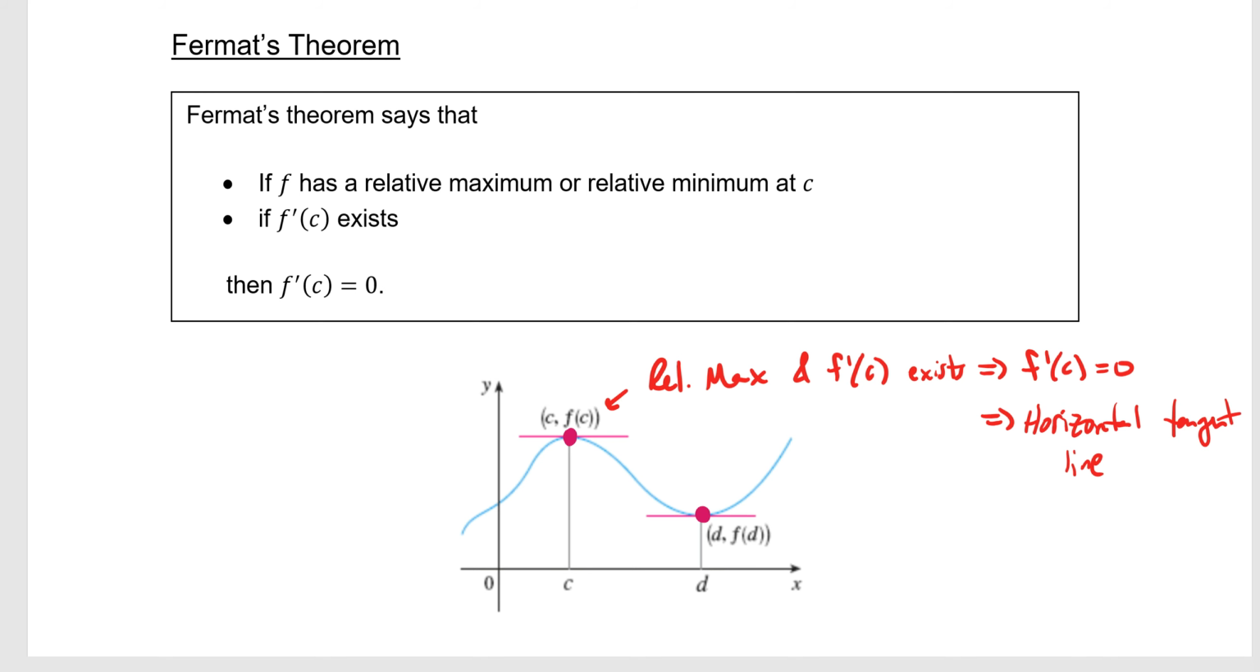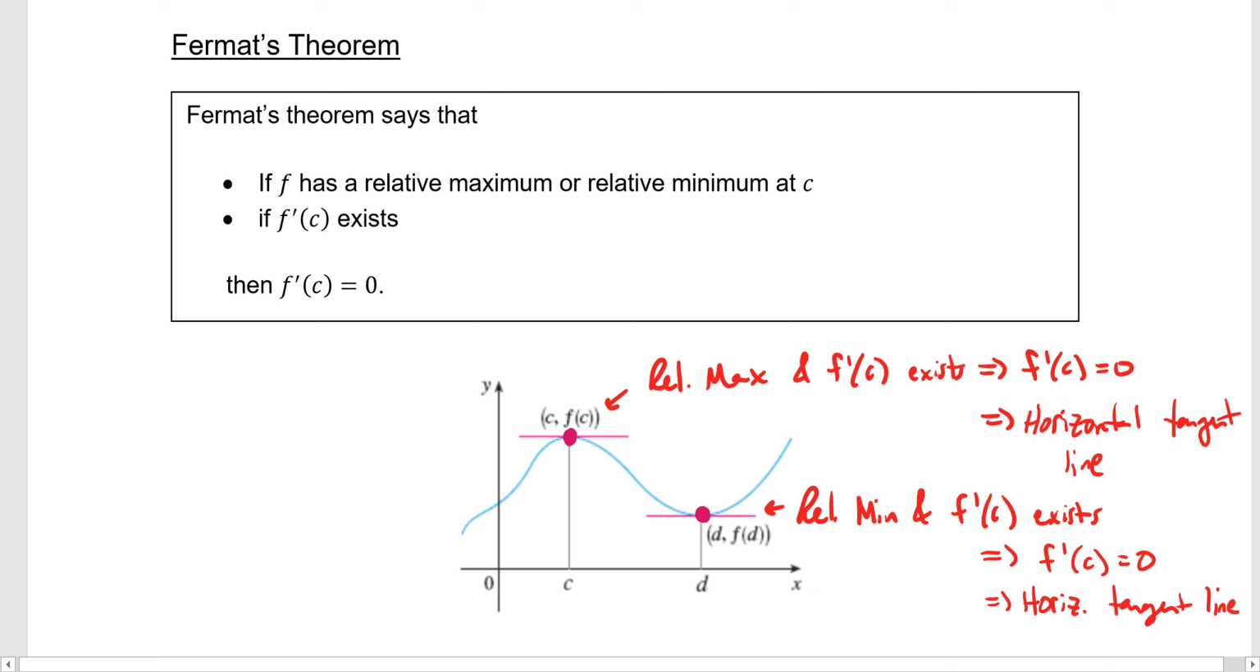Okay, and then same idea for the one down here. We have a relative minimum. And once again, smooth continuous function, so the derivative there will exist. So that means, based on Fermat's theorem, that f prime of c equals 0, which means it is a horizontal tangent line.